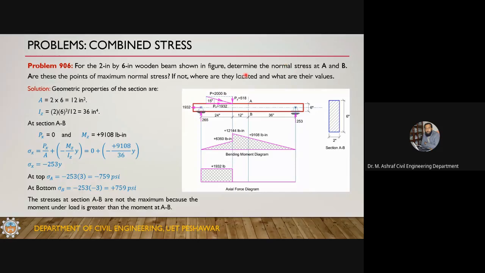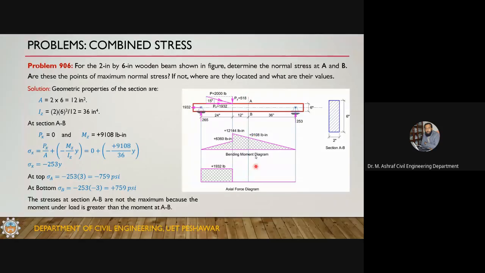Now you calculated and determined the stresses at A and B. Are these the points of maximum stress? Now you will have to comment on this. So I have written that these stresses at section AB are not the maximum because the moment under the load is greater than the moment at AB.